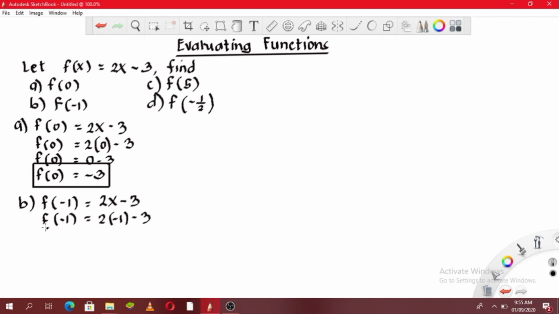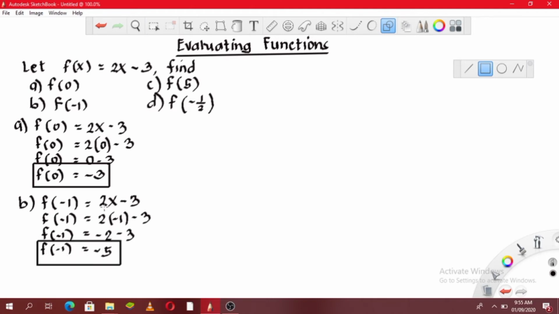So, f of negative 1 is equal to 2 times negative 1, that is negative 2, minus 3. So, f of negative 1 is negative 2 minus 3, that is equal to negative 5. Ibig sabihin, ang value ng function natin na ito ay negative 5 kapag ang x ay negative 1.